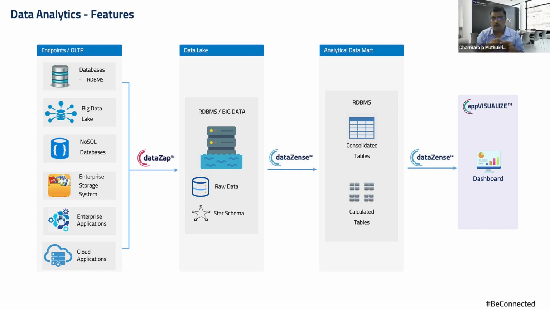So we support a lot of charts, like what are the charts that are available in the company. Everything is available here, like bar, pie, all those things are available here. So that is the process of consolidated tables, and we do have another process called calculated tables.